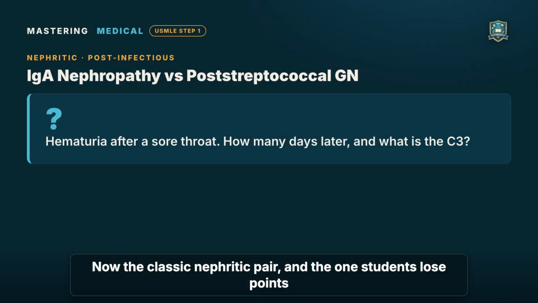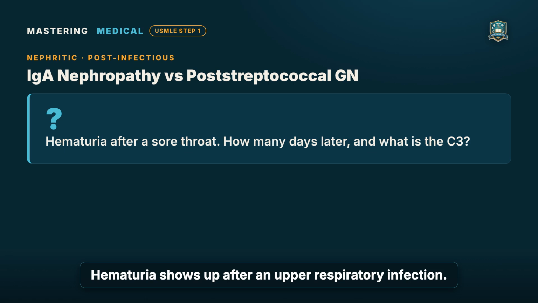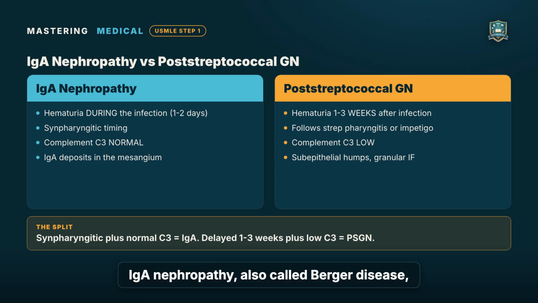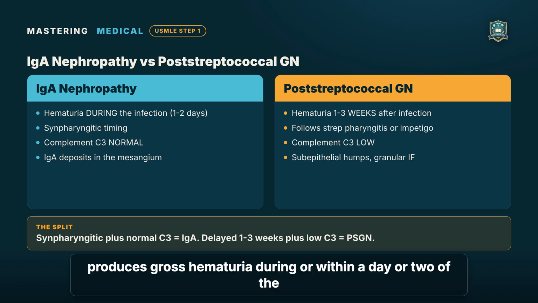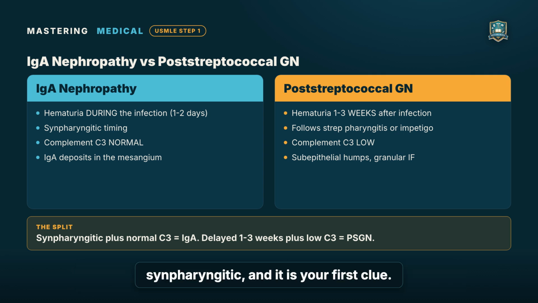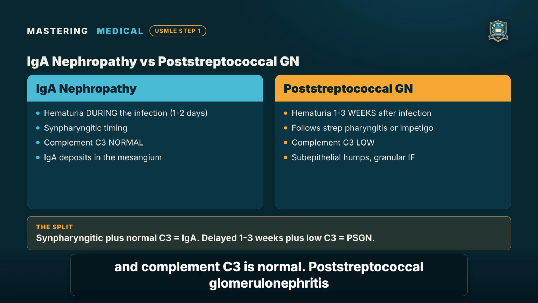Now the classic nephritic pair, and the one students lose points on because they only memorize half of it. Hematuria shows up after an upper respiratory infection. 2 questions decide it. How many days after, and what is the complement doing? Immunoglobulin A nephropathy, also called Berger disease, produces gross hematuria during or within a day or 2 of the upper respiratory infection. That tight timing has a name, synpharyngitic, and it is your first clue. Immunoglobulin A immune complexes deposit in the mesangium, and complement C3 is normal.